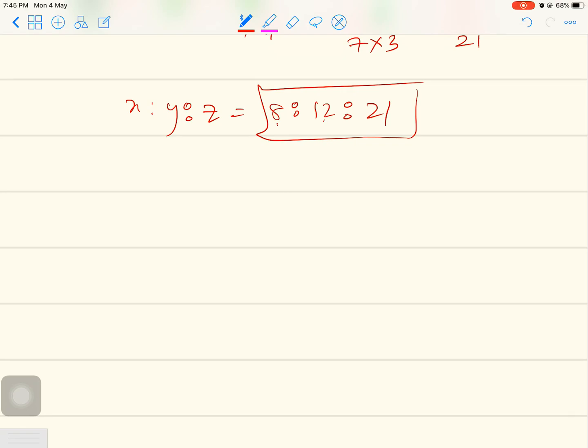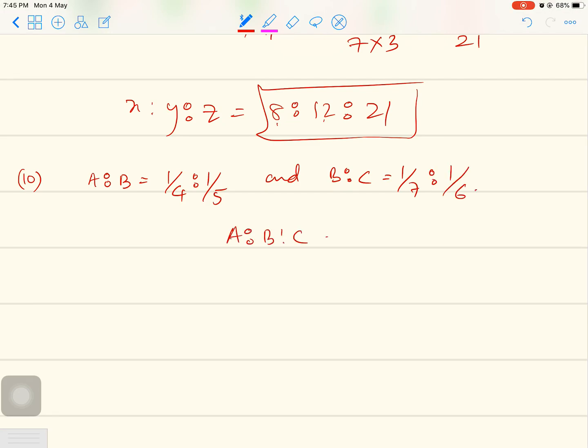By the way, you have to copy these examples also, as I'm doing here. If a is to b is 1/4 is to 1/5, and b is to c is 1/7 is to 1/6, what will be a is to b is to c?